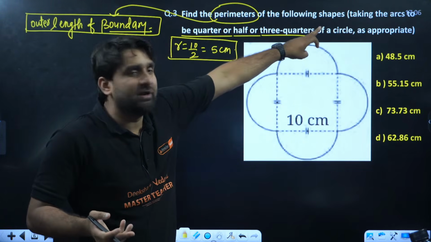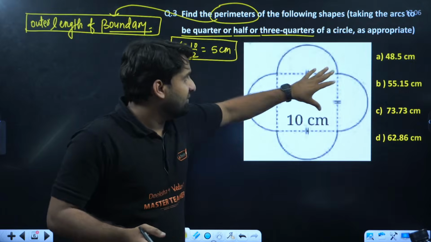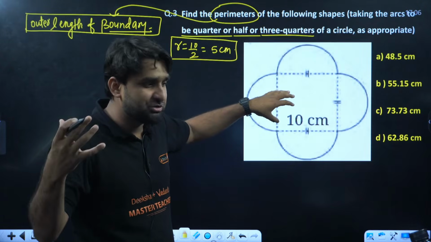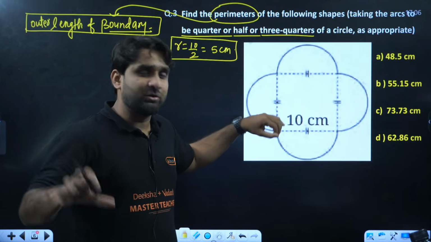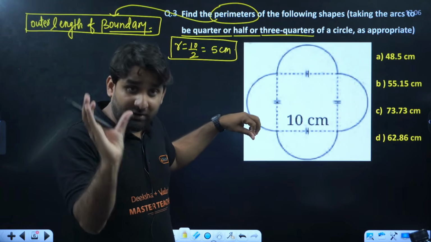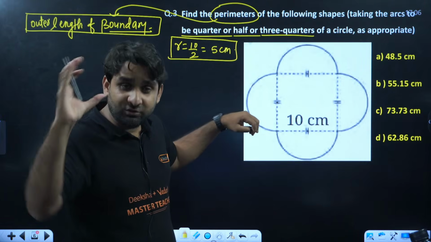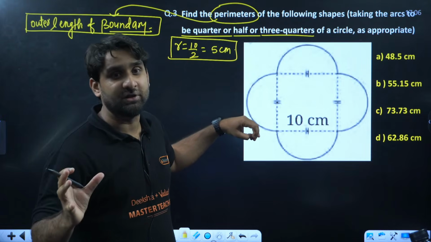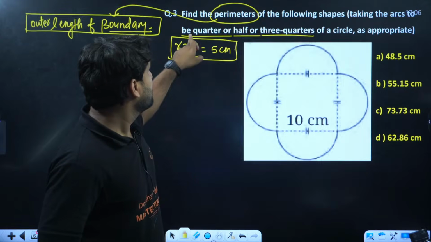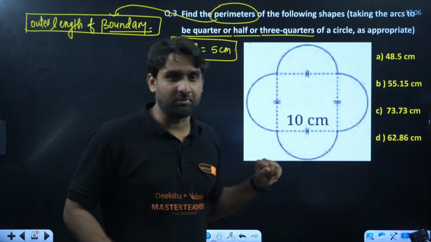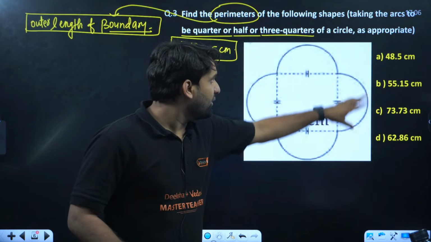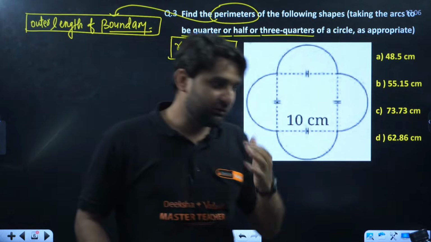The question has already informed you. When you go to your Ganita Manjari at this question, there are around 10 figures. In a few figures, a quarter part is there, 3/4 is also there, and a half part is also there. That's why they have mentioned the figure might have a quarter part, half part, or 3/4 part. As we can see here, all the parts are semicircular, right?